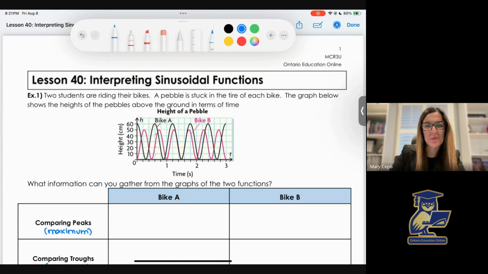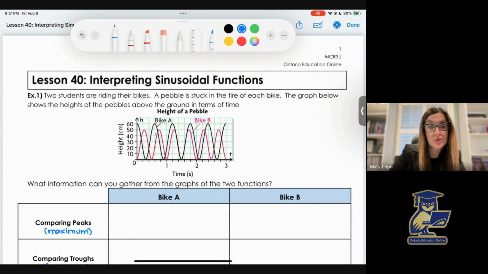In this lesson, we will explore how to read and compare sinusoidal graphs by identifying and describing key features. So, interpreting sinusoidal functions: we want to take the key features that we've already learned, observe them on these different sinusoidal functions, and then compare them.